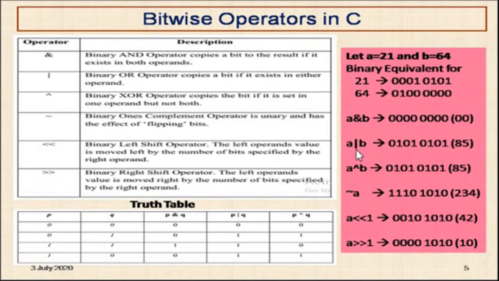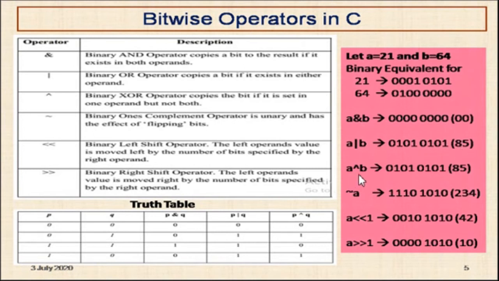Then A or B. When any one of the inputs is 1, the output is 1. So here 1 or 0 gives 1, 0 or 0 gives 0. When both are 0 only, the output is 0. Otherwise, the output is 1. So this is the output and the equivalent value is 84.